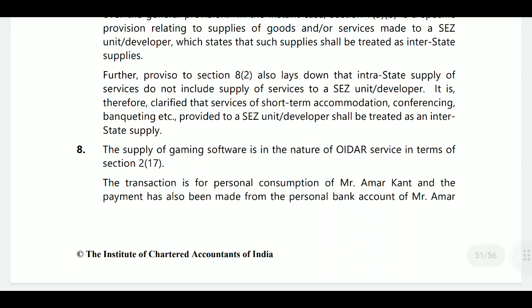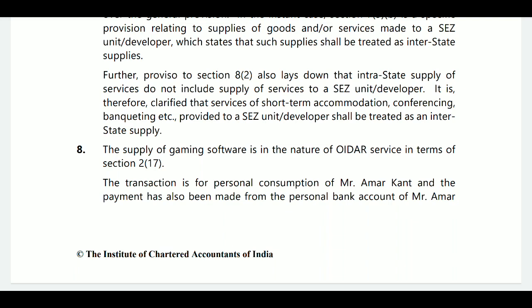The supply of gaming software is in the nature of OIDAR service in terms of section 2 clause 17. The transaction is for personal consumption of Mr. Amarkant, and payment has also been made from the personal bank account of Amarkant and not from the bank account of his GST registered firm.